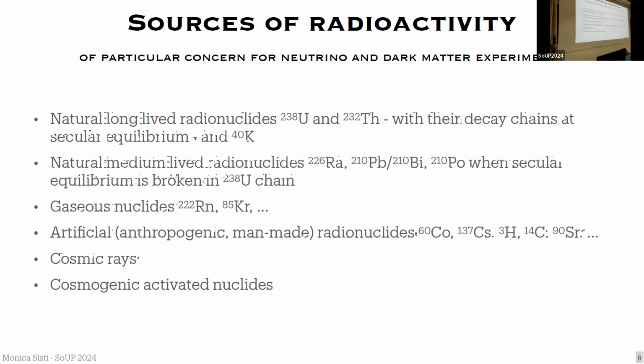Then we have krypton-85, which is of artificial origin, and this is also a problem, for example, for JUNO.